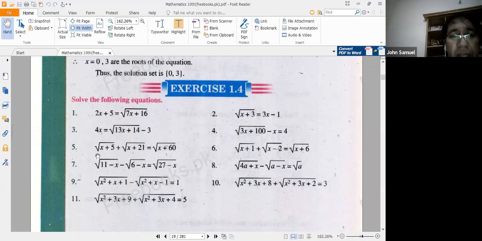Now we are solving type number 2, which is 5, 6, 7, and 8. Remember, 5, 6, 7, and 8. It is having radical sign on left hand side, right hand side, and 7 and 8 are the same one. Hope you are getting it, my dear. So let me write the question.